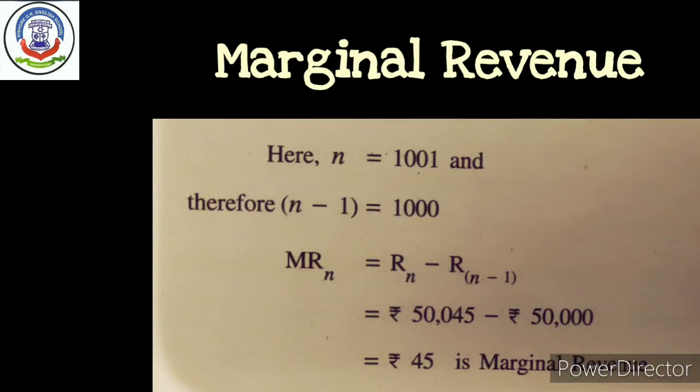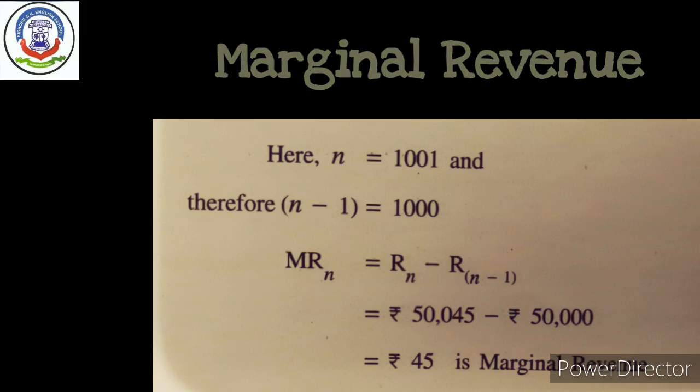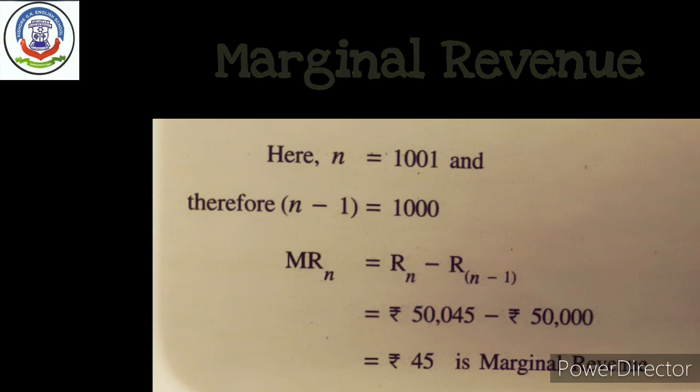For example, when 1000 pens are sold at the price of rupees 50, total revenue is rupees 50,000. Now, if one more unit is sold, that is, the 1001st unit of pen is sold, then total revenue is rupees 50,045 as per the formula. It means 45 rupees is marginal revenue.